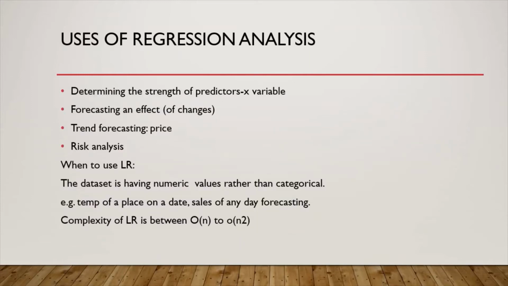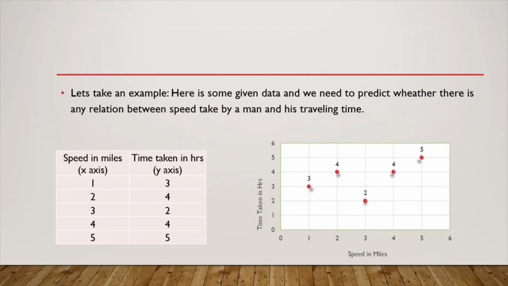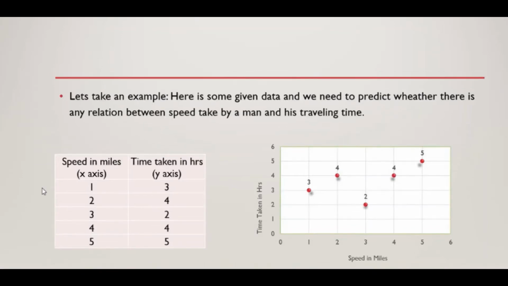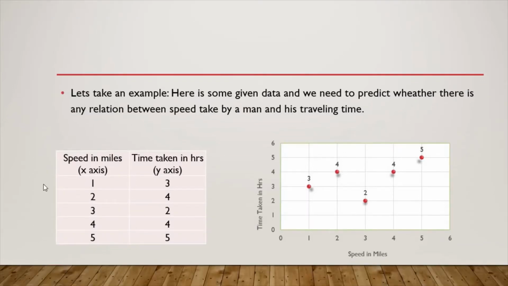to see how it works basically. So let's take a small data. We have x-axis data and y-axis data. The x-axis describes speed in miles, and the y-axis describes time taken in hours. On the right-hand side we have plotted the points corresponding to the x-axis and y-axis. X is in the horizontal direction and y is in the vertical direction. Now we need to draw a regression line to see the relationship between the x variable and the y variable.